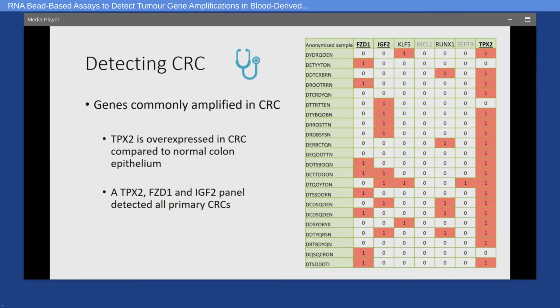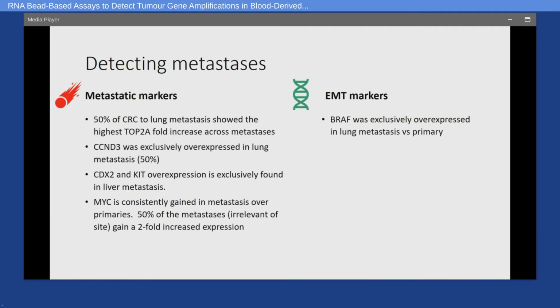So here we show that there's a huge amount of TPX2 represented in this particular group of patients. So TPX2 was overexpressed at an mRNA level, okay, which for us reflects that there is a gene amplification. So overexpressed compared to normal colon. Then if you take TPX2, FZD1 and IGF2, we have all the cohort together. So that's a nice panel for these specific types of tumors.